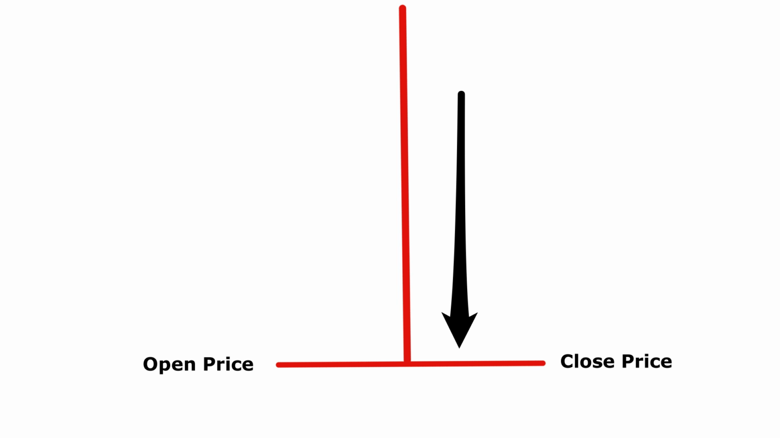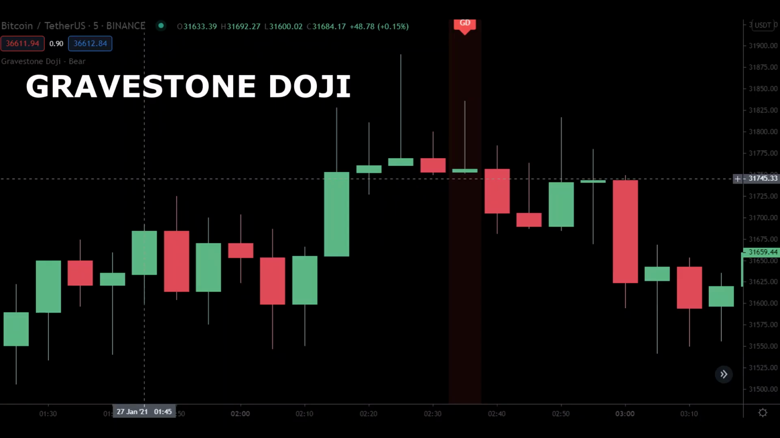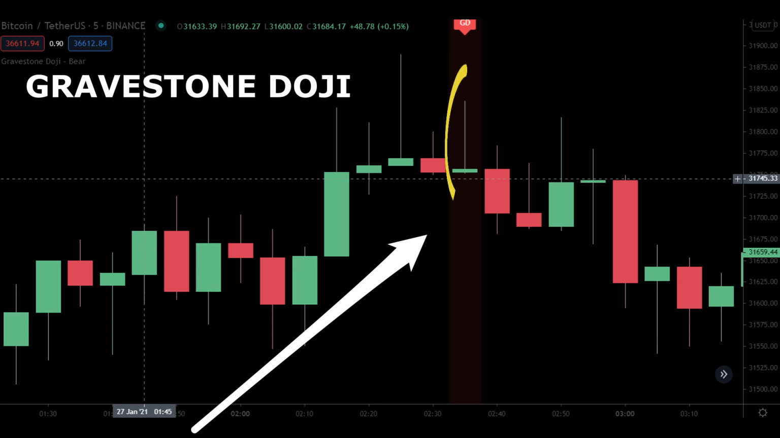The presence of this gravestone doji on a chart would indicate an imminent reversal and would be followed by falling prices. If you were in a trade at this point, then of course it would be a good idea to get out of the trade. And for a short seller, it would be a point at which to enter into a short trade. Looking at this on a live chart, first we have the upward trend in motion. Then we see a gravestone doji forming at the top of the uptrend, followed by a decrease in price action.